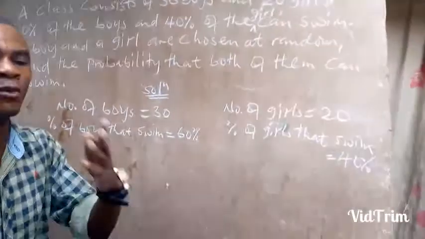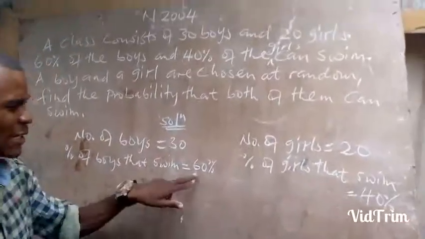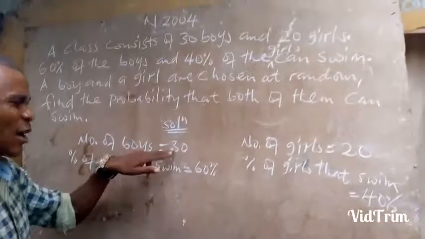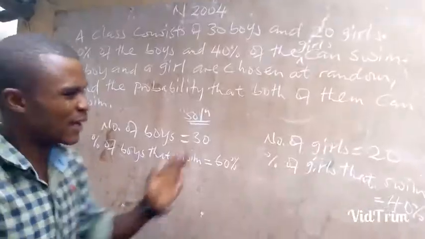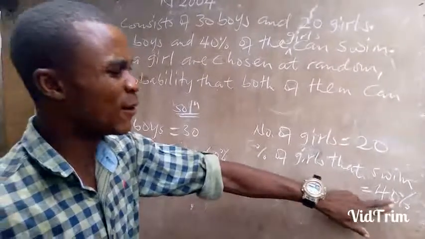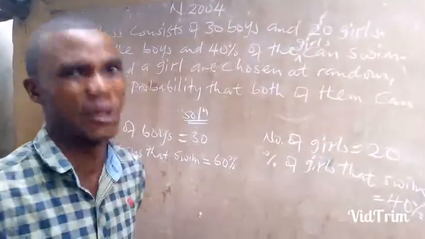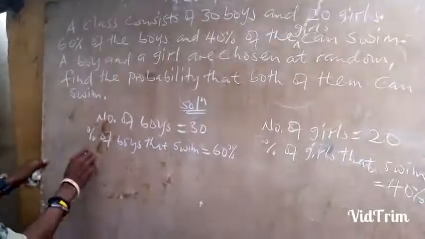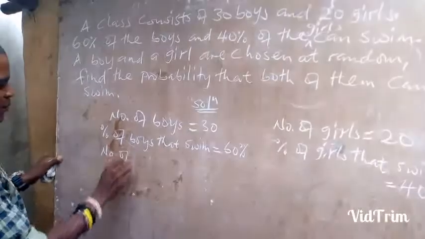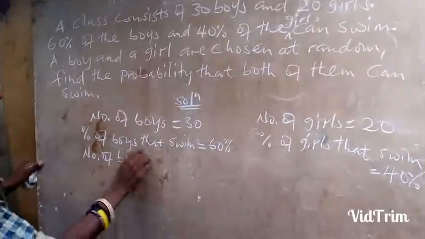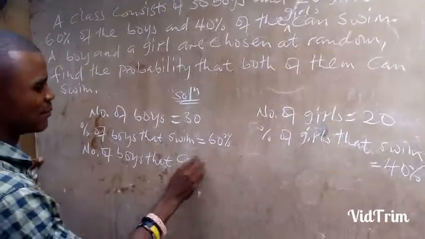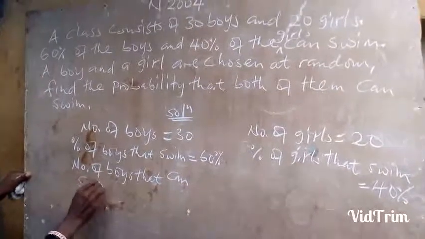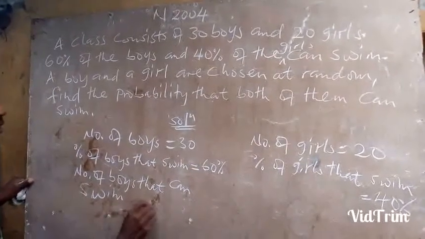Let us now look at the actual figures that this 60% represents. Out of 30, they said 60% of the 30 boys can swim. Again, out of the 20 girls, they said 40% of them can swim. Let us get the actual figures. Now we say number of boys that can swim.